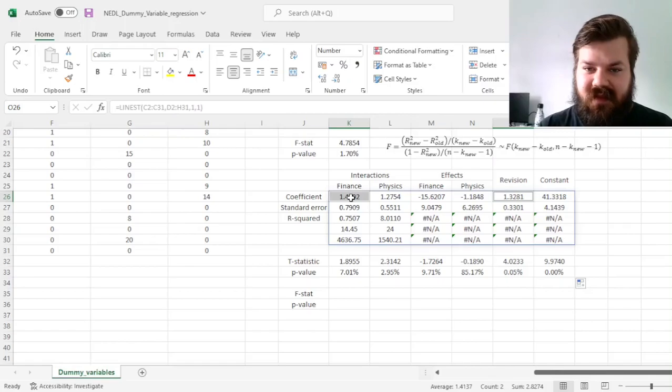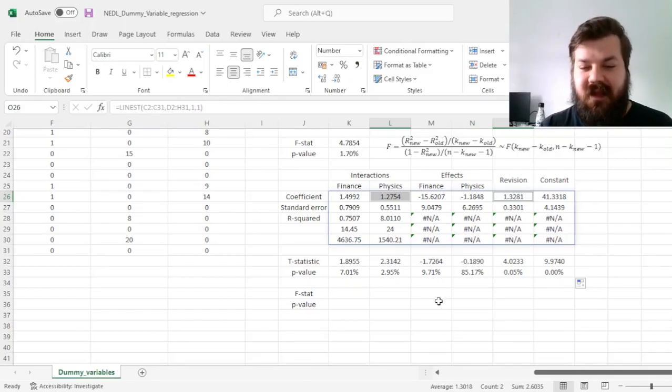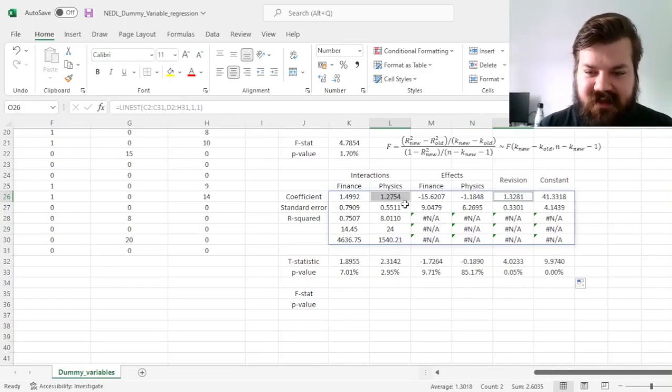And again, calculating the total effect is quite easy. We can just sum those two up. So for example, for finance students, they would get 2.83 more marks per hour revised, and physics students would get 2.6 more marks per hour revised. And the conventional effects, which is the dummy variable effects, are much smaller.